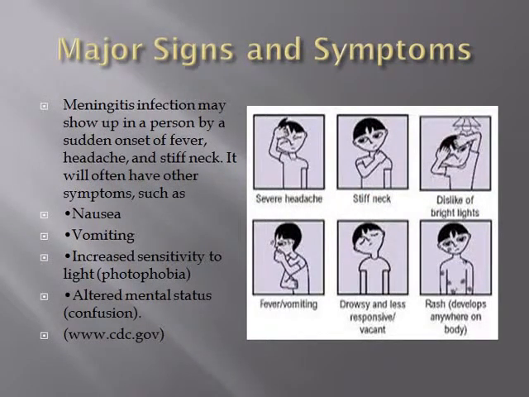Major signs and symptoms. Meningitis infection may show up in a person by a sudden onset of fever, headache, and a stiff neck. It will often have other symptoms such as nausea, vomiting, increased sensitivity to light or photophobia, and altered mental status such as confusion.